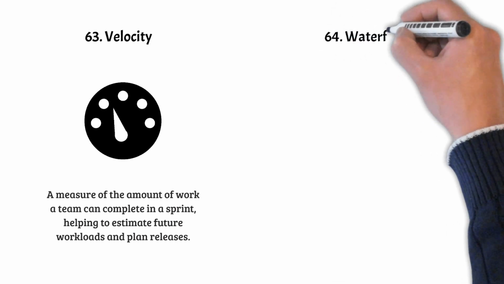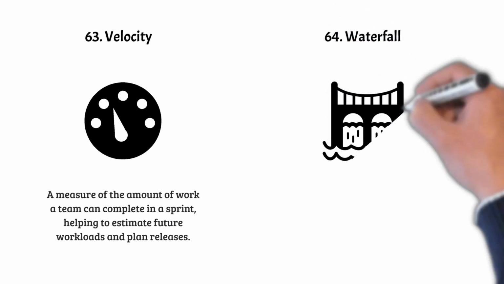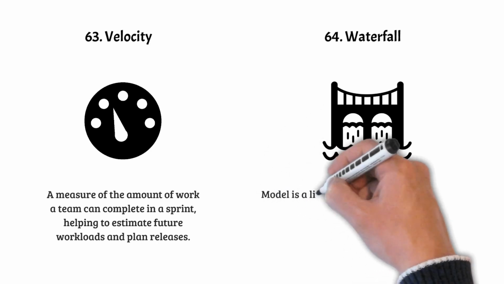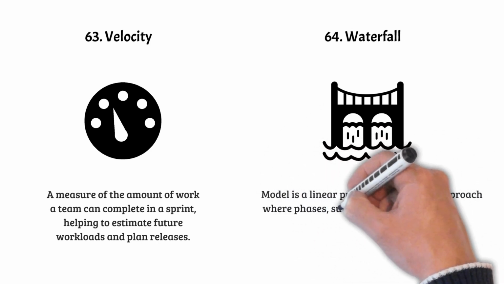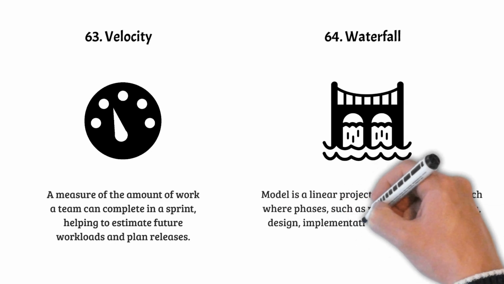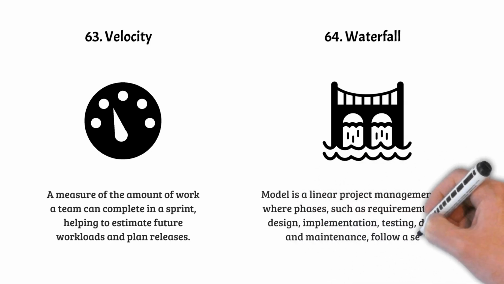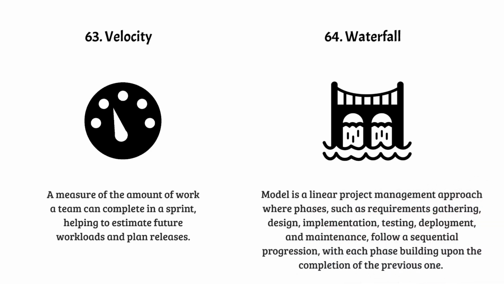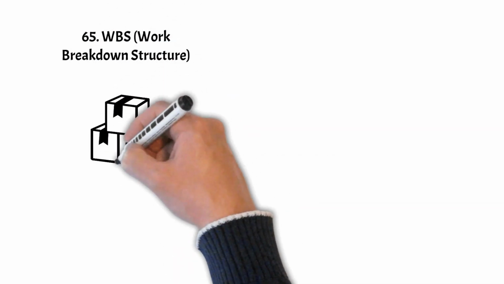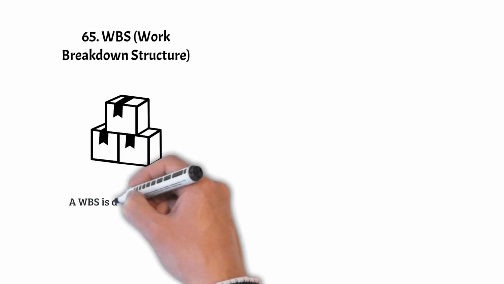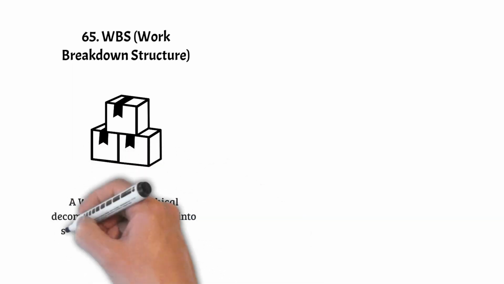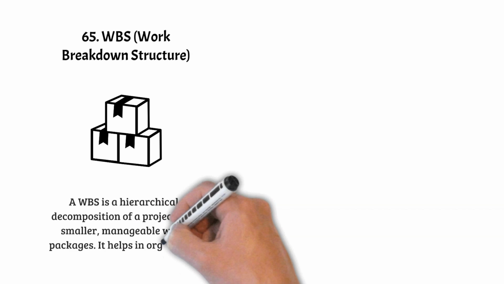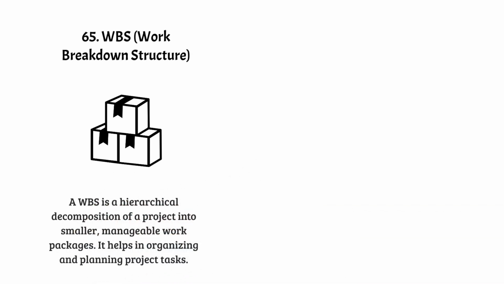64. Waterfall model is a linear project management approach where phases such as requirements gathering, design, implementation, testing, deployment, and maintenance follow a sequential progression, with each phase building upon the completion of the previous one. 65. WBS, Work Breakdown Structure. A WBS is a hierarchical decomposition of a project into smaller, manageable work packages. It helps in organizing and planning project tasks.